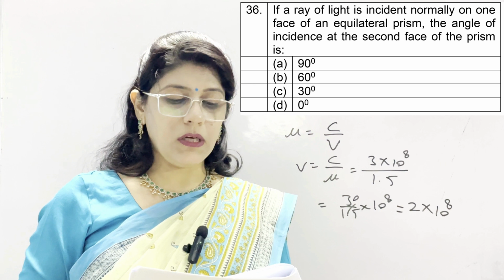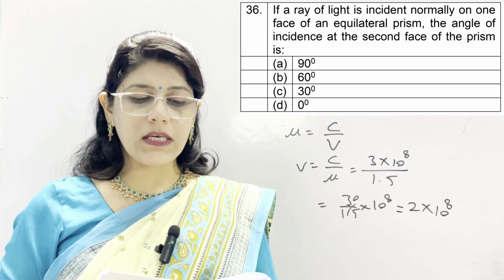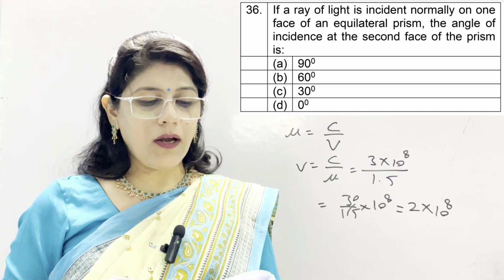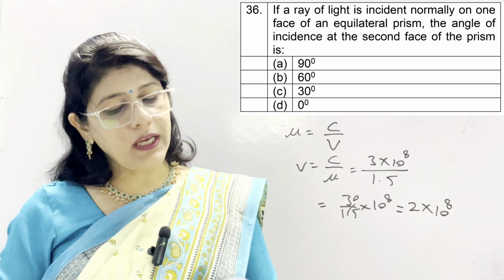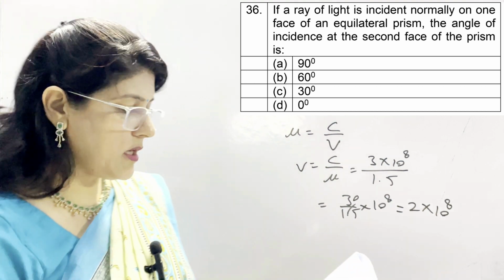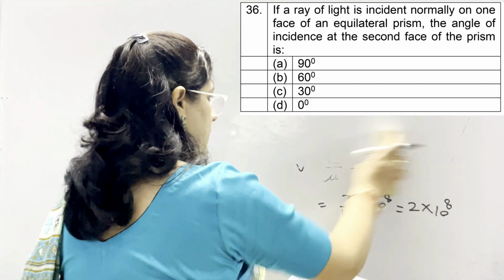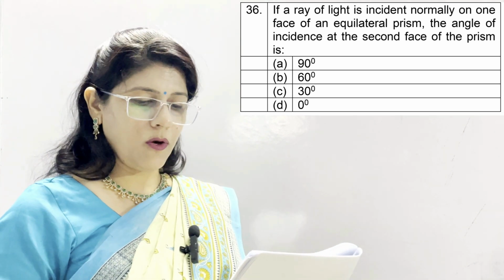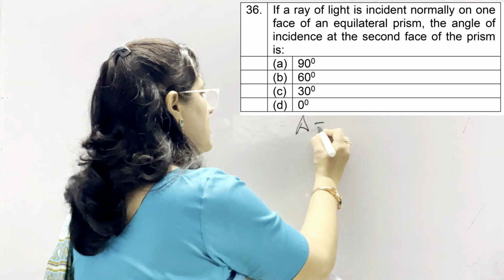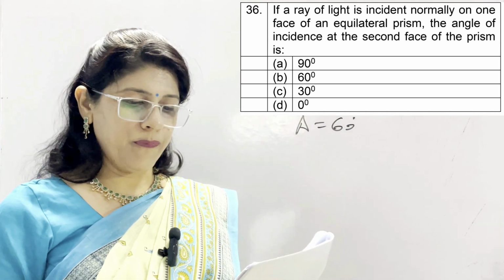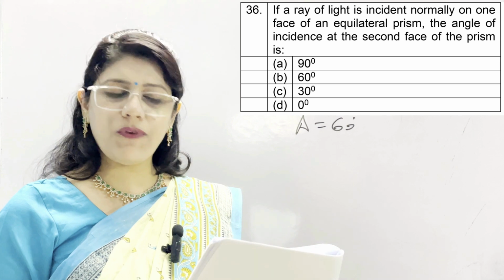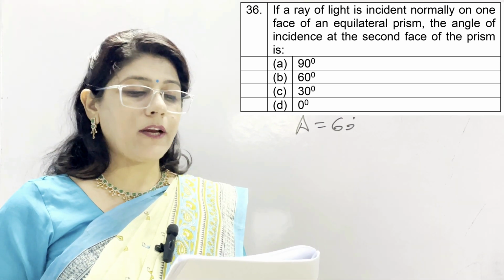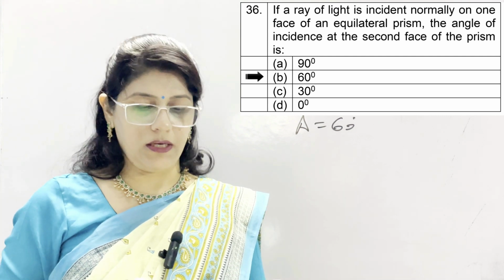Now coming to question number 36, if a ray of light is incident normally on one face of an equilateral prism, the angle of incidence at the second face of the prism is: options given are 90 degree, 60 degree, 30 degree and 0 degree. We know it is an equilateral prism given in the question. So angle of prism A is equal to 60 degree here. Now angle of refraction from the first surface is 0 in this case. So at the second surface the angle of incidence is 60 degree, and the correct option is B.